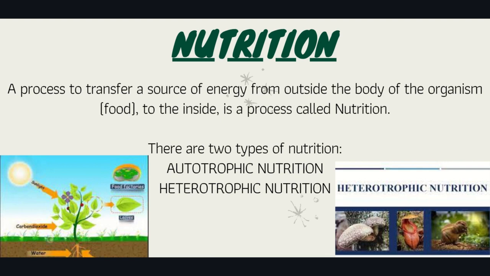There are further two types of nutrition, that are autotrophic nutrition and heterotrophic nutrition. Autotrophs make their own food. They do not depend on other organisms for their nutrition. Whereas heterotrophic nutrition depends on other living organisms for their living. Now let's discuss them more deeply.